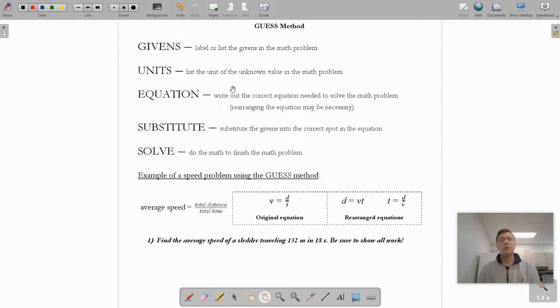And then in the very last step, we solve it. So you actually do the math and get an answer. Your answer should include a number and the units. If you don't include the units, then that would not be complete.